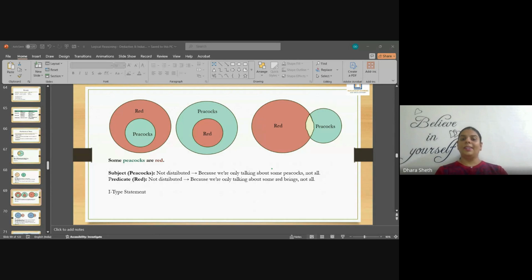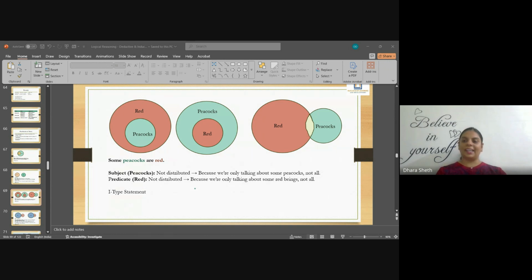Now, when we say some peacocks are red, it is possible that some peacocks of all peacocks are red. This possibility is there, but we are not sure. Another possibility is some peacocks are red, but all red are peacocks. That is the third possibility which arises, but we are not sure of it. It is called an I-type statement.